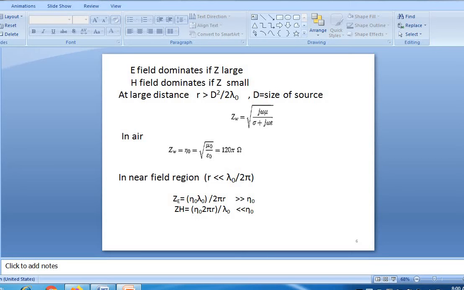In the near field region, when r is very small compared to lambda naught by 2 pi, the impedance for the E component, or the electric field component, is equal to lambda naught eta naught by 2 pi r, and for the H component the impedance is equal to eta naught 2 pi r by lambda naught.